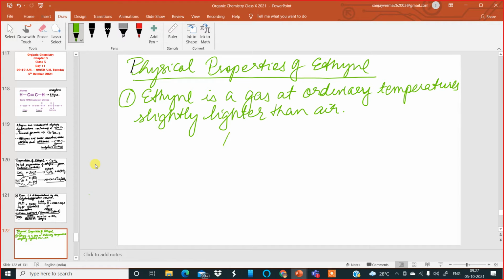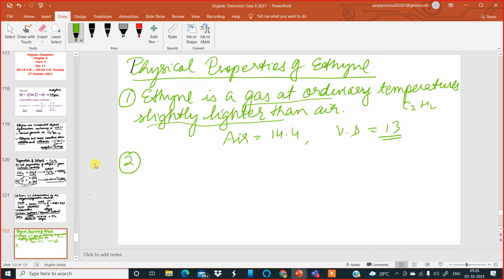Because we know the vapor density of air is 14.4. And ethyne, if you look at the formula C2H2, 24 plus 2, 26, half of 26, 13. So the vapor density of ethyne is 13, which makes ethyne slightly lighter than air. So that is the first physical property of ethyne. It is a gas at ordinary temperature and it is slightly lighter than air.